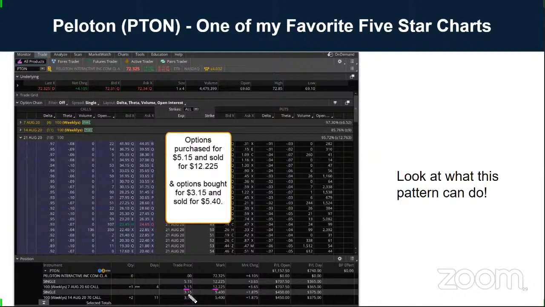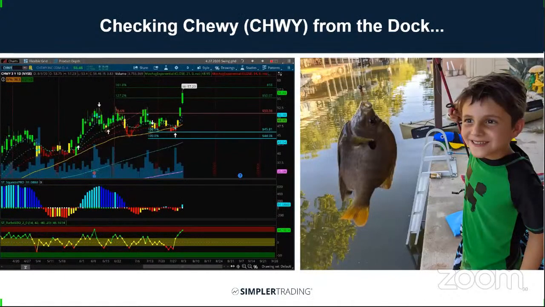$5.15 got out for 12 bucks, $3.15 out for $5. So I do a variety of different trades, some for a little bit larger account, some for a little bit smaller account. And then as I grow my account, I'll trade a little bit bigger. So here's a Chewy example as well. Again, you have that trend, you have that fib level, you have a squeeze, you have positive volume, you have the breakout.